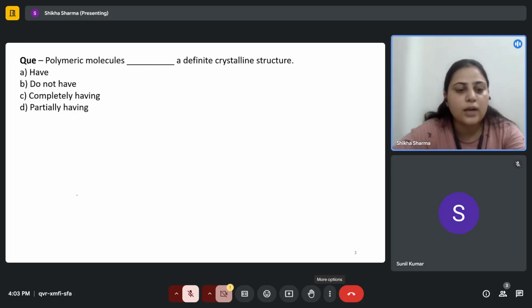So let's start with today's question number 1, which is a concept question: the polymeric molecules dash a definite crystalline structure. So the polymeric molecules either have, do not have, completely have, or partially have a definite crystalline structure. This is a very simple question. Can anyone please answer this question? The polymers, their structure is basically crystalline or not?